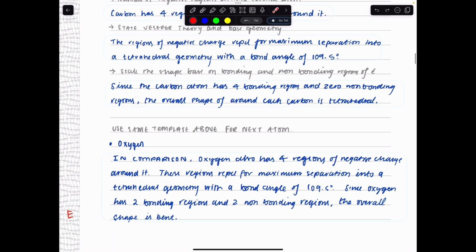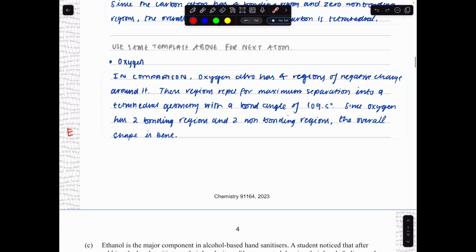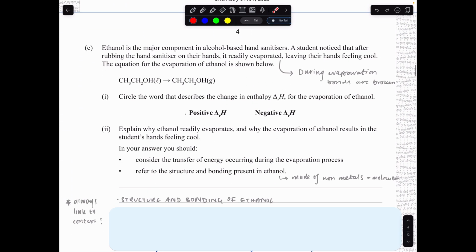let's have a look at what I wrote about it. So in comparison, oxygen has 4 regions of negative charge, cool. These regions repel for maximum separation into a tetrahedral geometry with a bond angle of 109.5. Since oxygen has 2 bonding regions and 2 non-bonding regions, the overall shape is bent. So we've compared and contrasted that very nicely. We've done what the question has asked us. We've contrasted the shape and bond angles, and we've referred to VSEPR theory. So all of that is done. Cool, that was worth an Excellence.